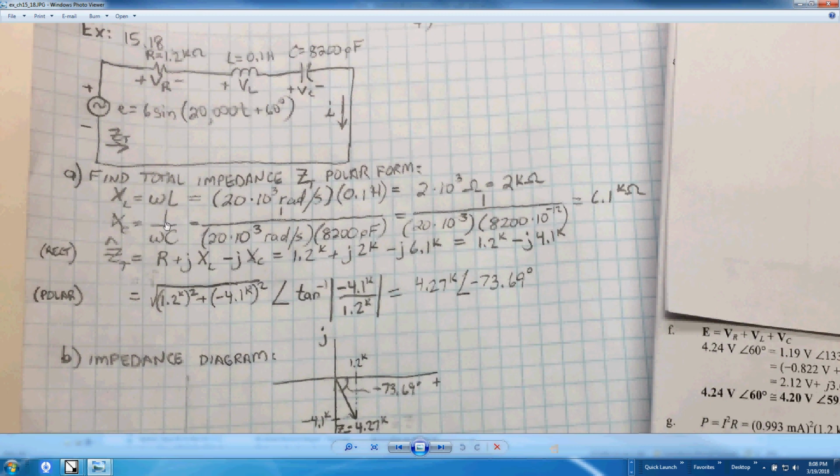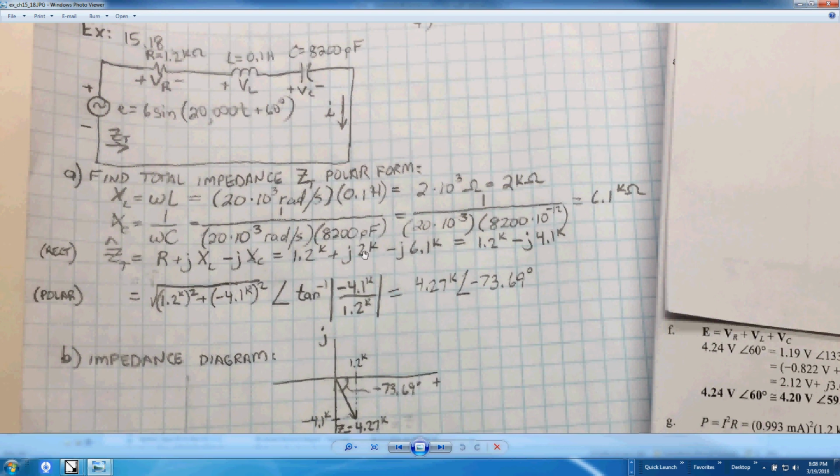X sub C is 1 over omega C, and if you do the math here, remember pico is 10 to the minus 12th, so this 10 to the third and 10 to the minus 12th combined to be 10 to the negative 9, and then the 2 times 8200 ends up being a large number. When you multiply them together, it ends up being something like 6.1 kiloohms.